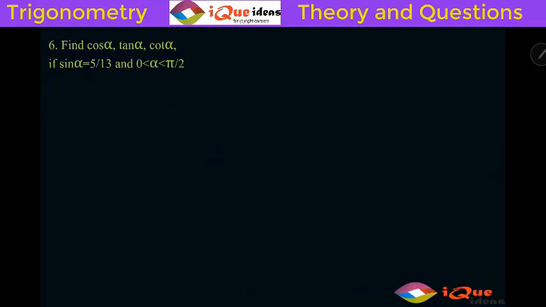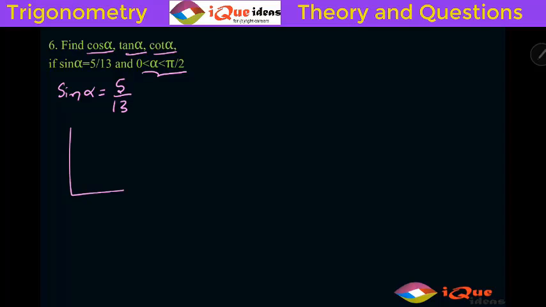Now the next one. Now this question says sin alpha is equal to 5 by 13, right? And alpha is between 0 to pi by 2. Now this only means to say that all the trigonometric ratios are positive. Now we have to find cos alpha, tan alpha and cot alpha. There are two methods of doing this. One method is the triangle method.